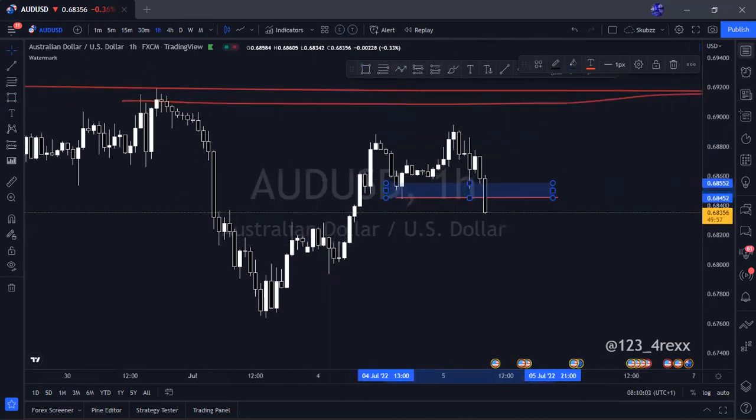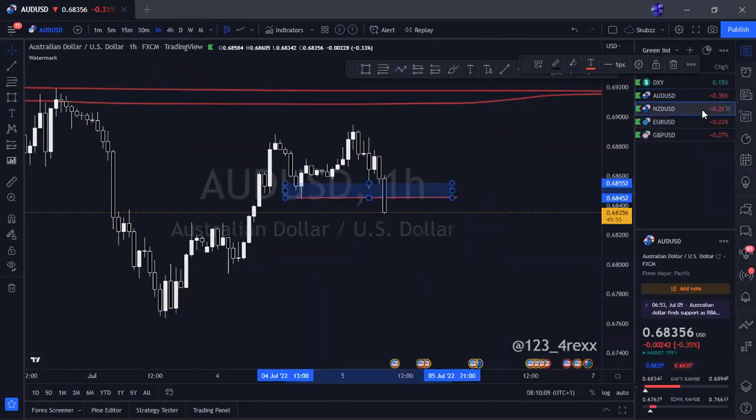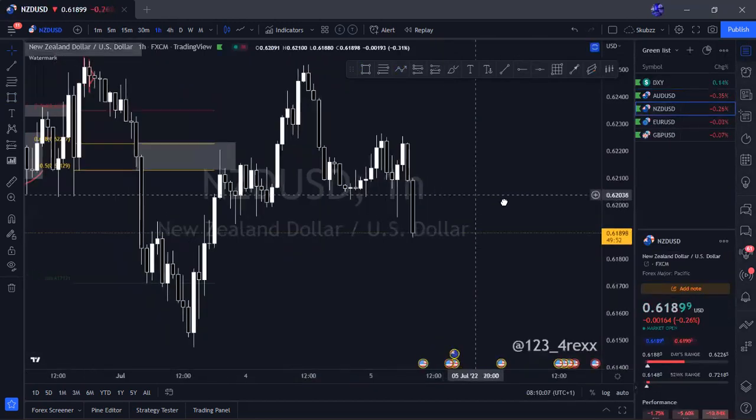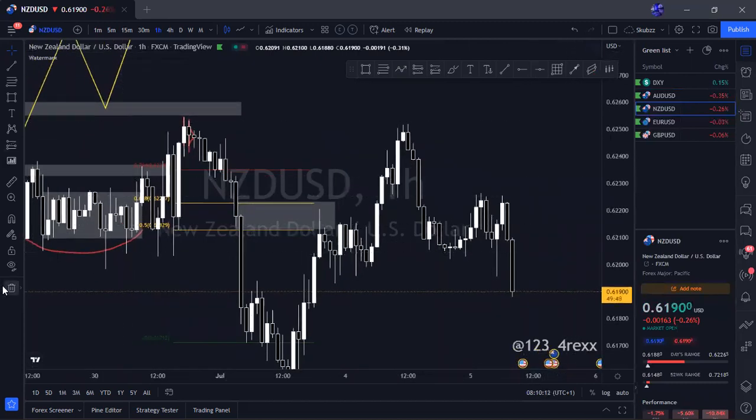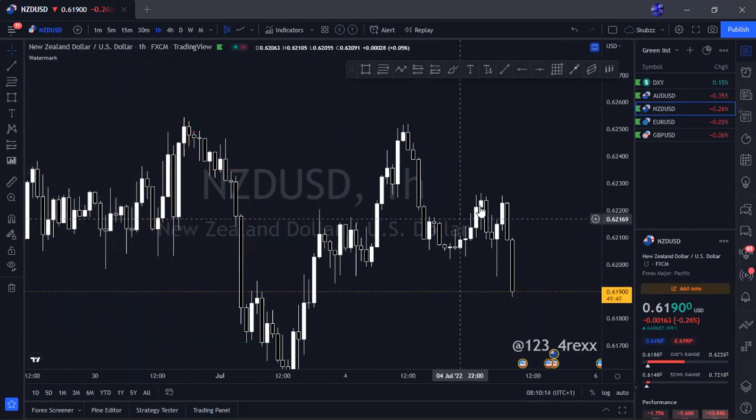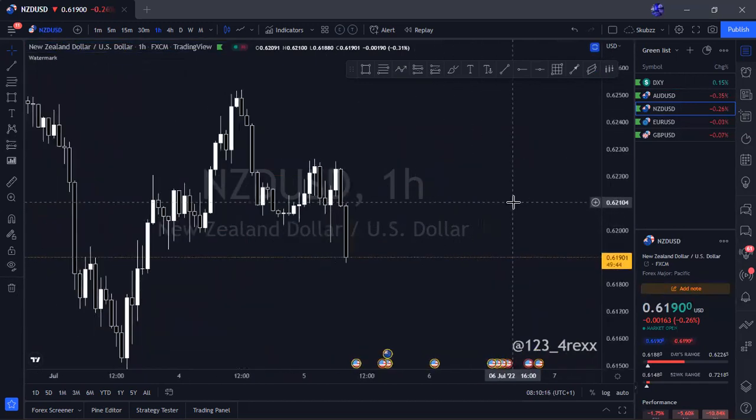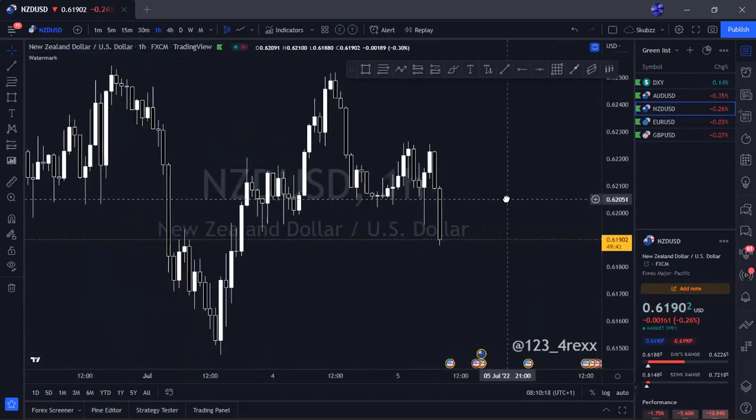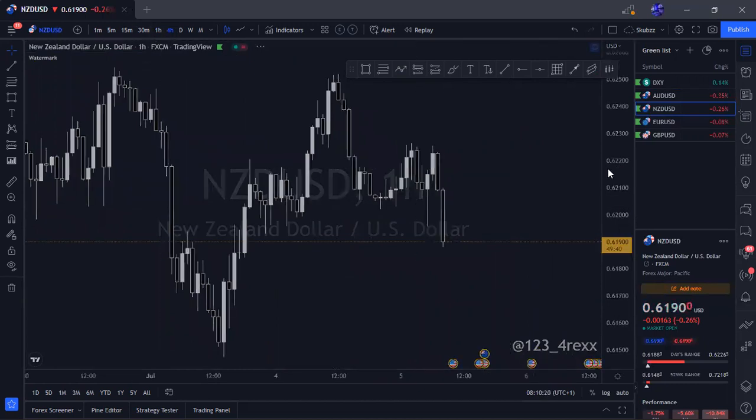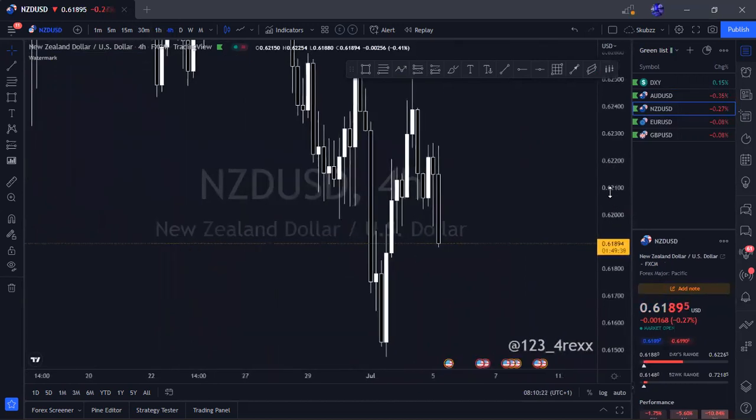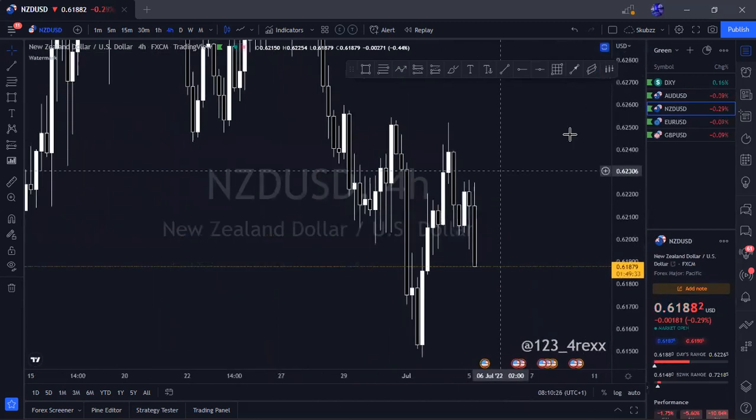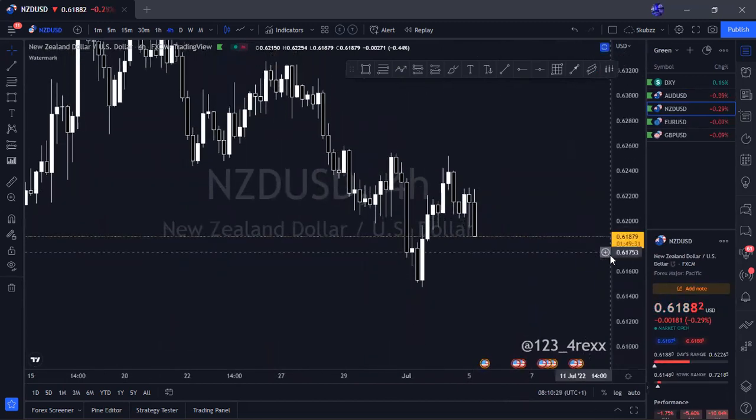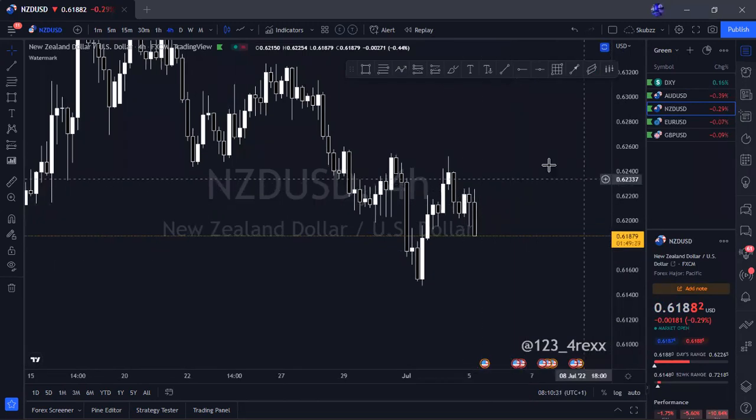That being said, let's look at NZD. Delete all these things. I opened my chart since last week. So NZD is having that kind of shift. Let's look at the higher TF on NZD. So NZD was a bit extreme, was very, very extreme.